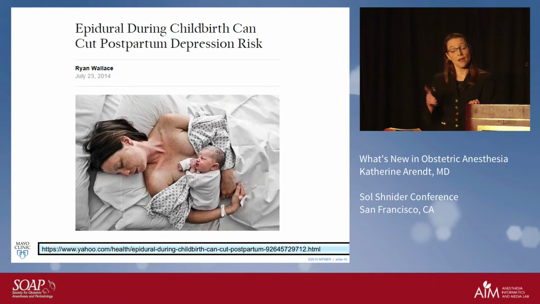But the other question that was raised, perhaps it has something to do with the women who felt empowered enough to request an epidural that makes them less likely to go on to develop postpartum depression. So the question's still out. It's going to be very difficult to continue to study this. However, I think it's a very important question to study.